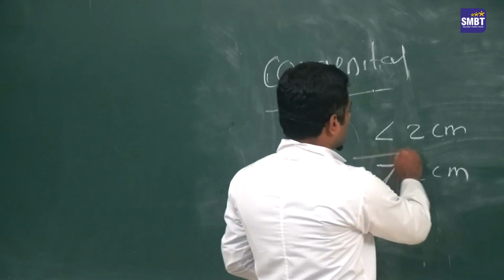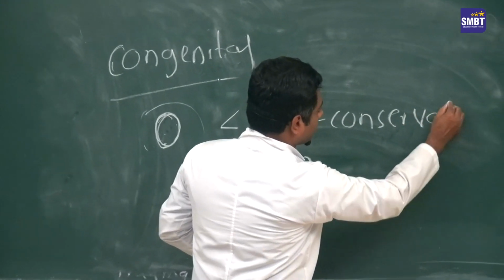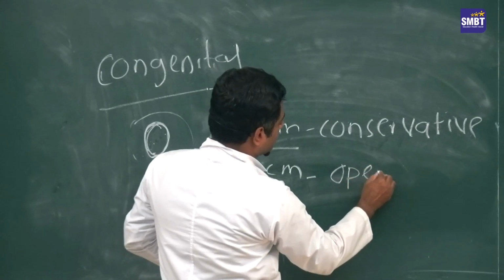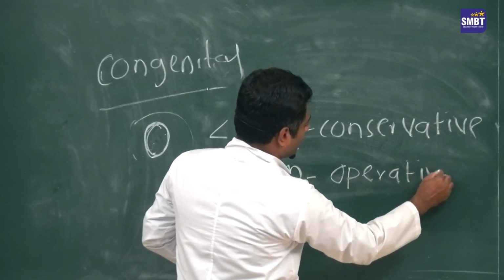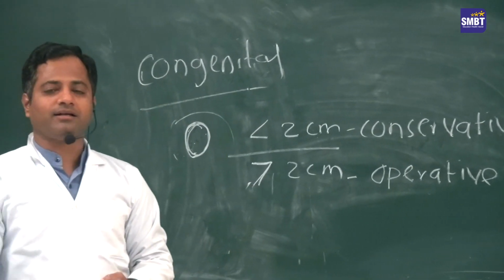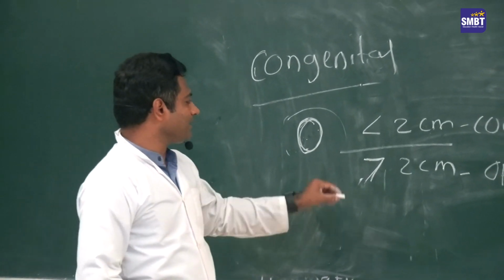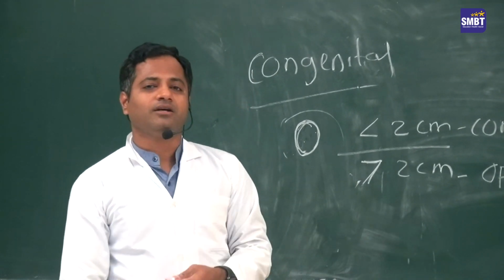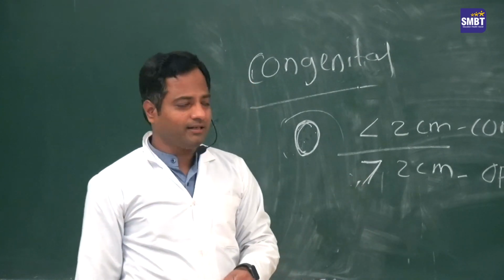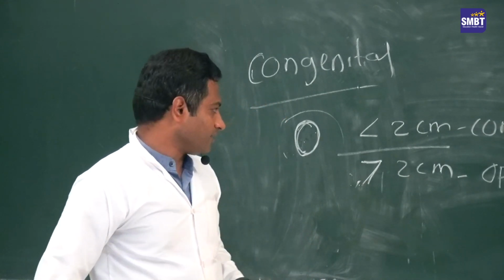So in less than 2 centimeter, you can give conservative treatment. And in more than 2 centimeter, you can go ahead with operative surgery. But there is a dictum that you should wait at least 2 years, to see whether this is persistent or whether it is going to regress. So at the age of 2 years, you again assess the child. If the hernia has not regressed, then you can go ahead with the surgery.